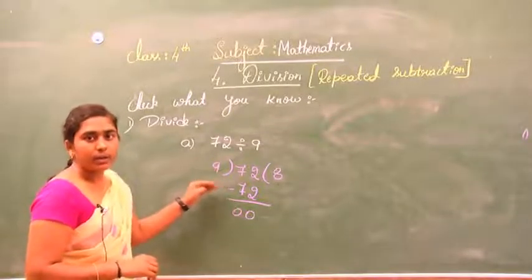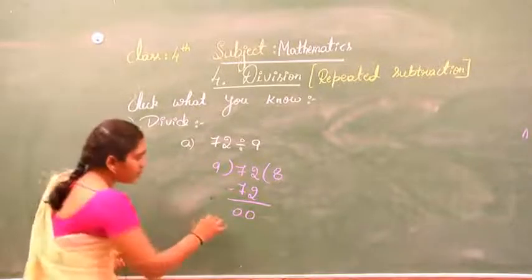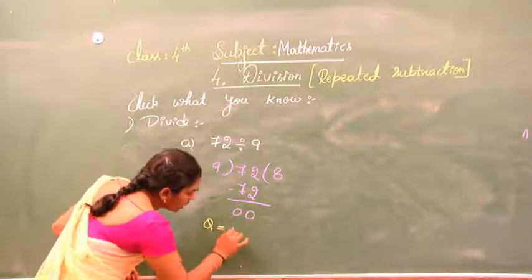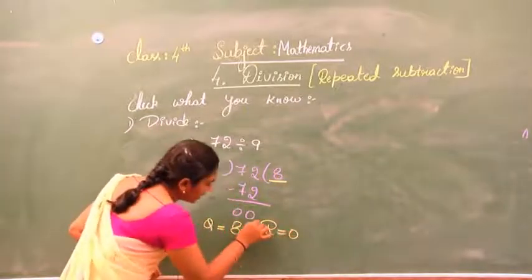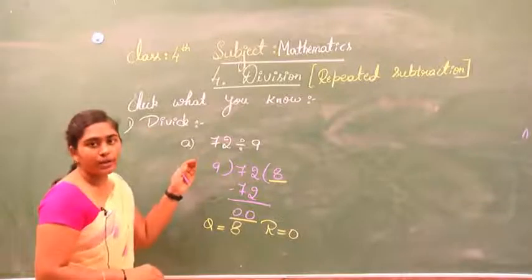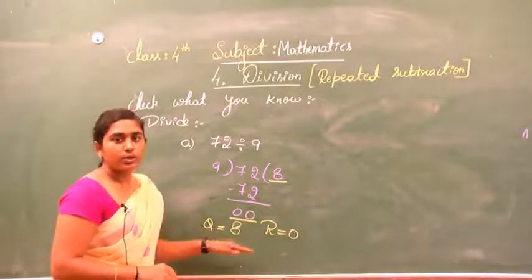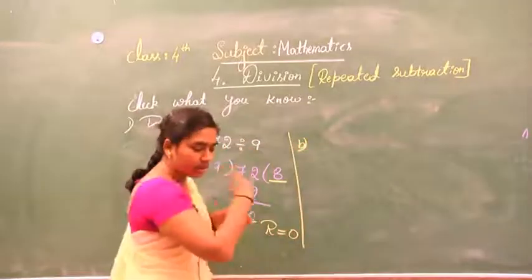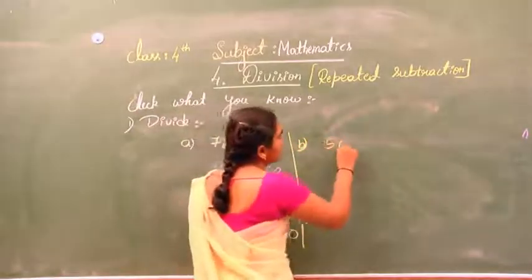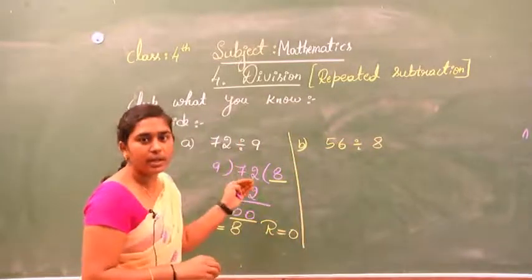Right? After doing one question, you need to write which is the remainder and which is the quotient. Quotient we have got 8, remainder is 0. After solving each question, you need to write both quotient and remainder. That should be a habit for you. Second one, 56 divided by 8. This is also a short division. We call it a short division.